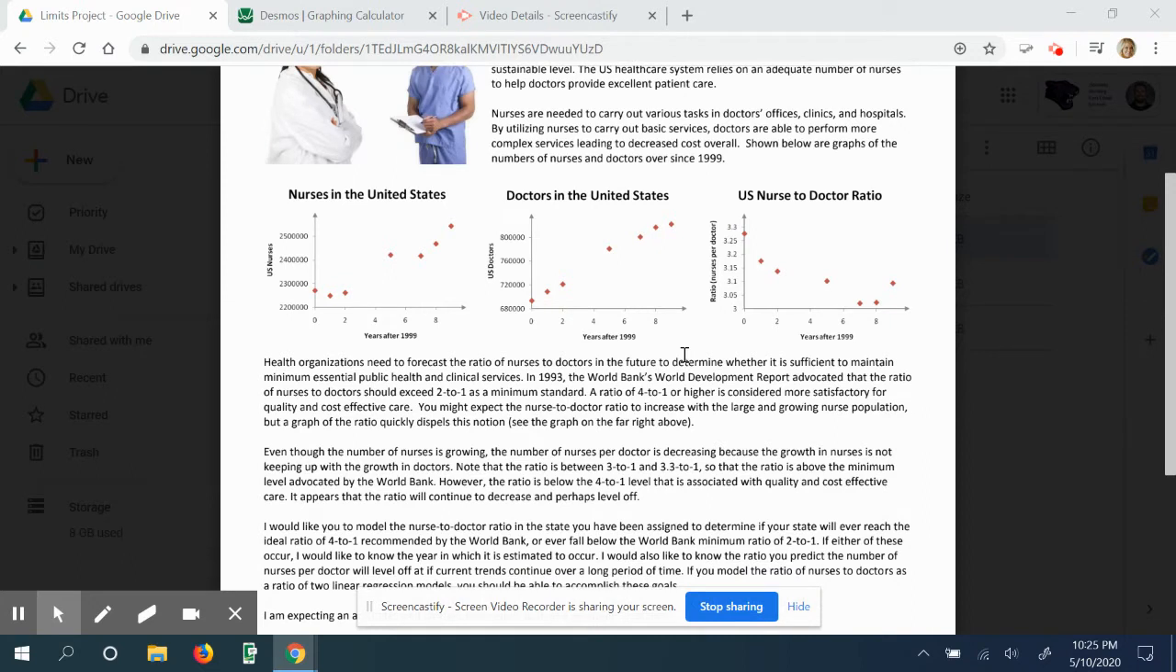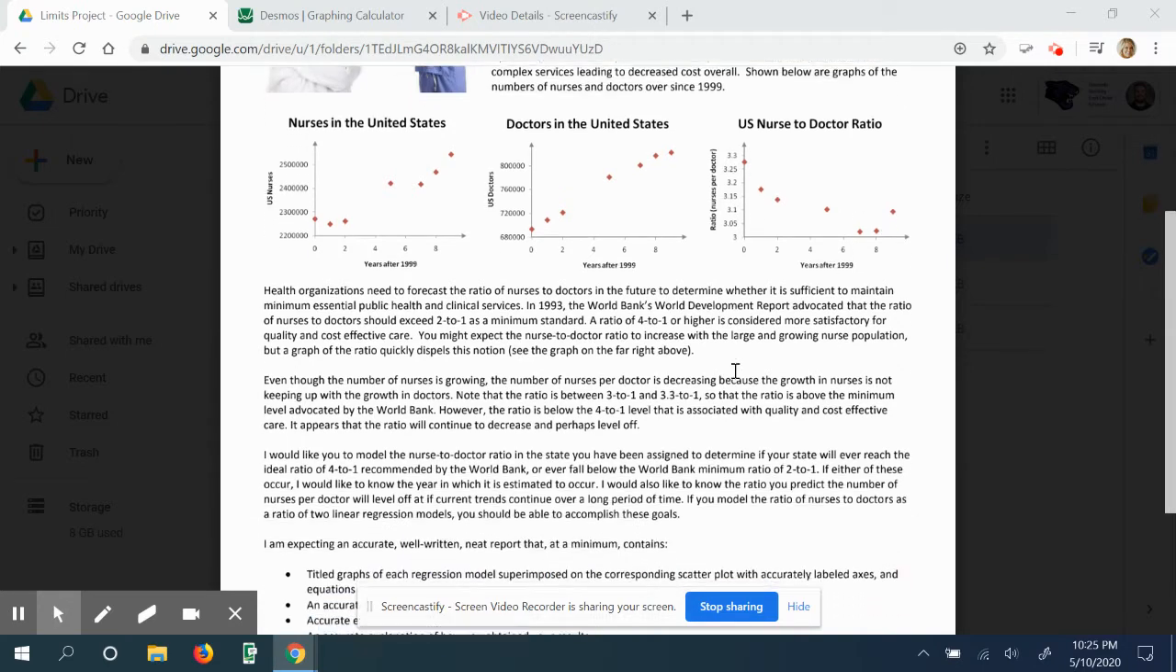But what is being said is in 1993, the World Bank World Development Report advocated that the ratio should exceed 2 to 1 and really should be more like 4 to 1. And so you'll see none of these are 4 to 1.